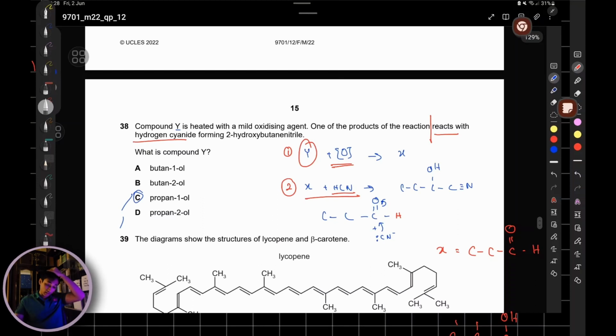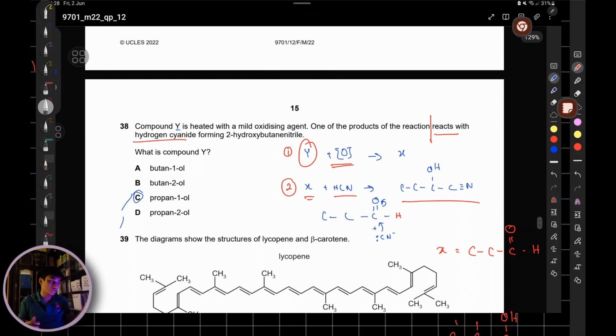Great. So how do you solve these types of questions? You have to backtrack. You have to start from the end. First, you have to figure out what X is, meaning, you know the product is butane-nitrile. So your reactant has to be some sort of aldehyde. Why does it have to be some sort of aldehyde? Because you're reacting with hydrogen cyanide.